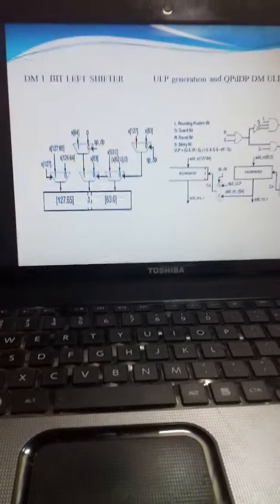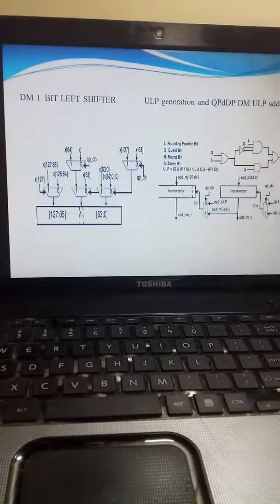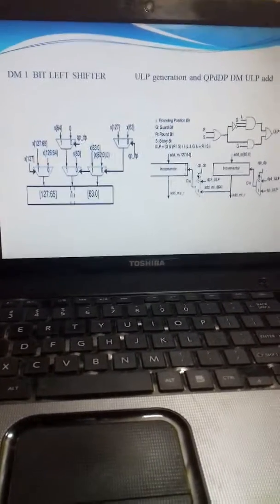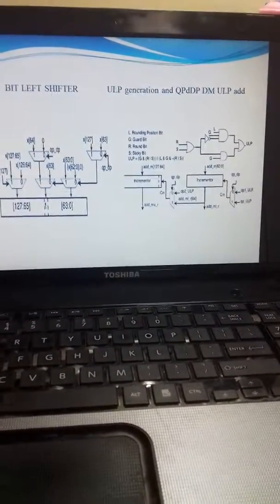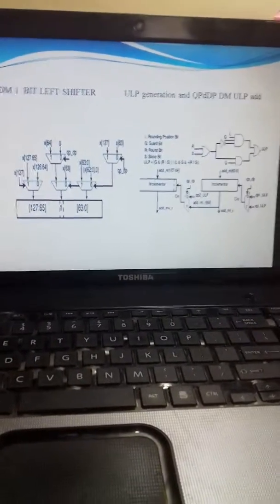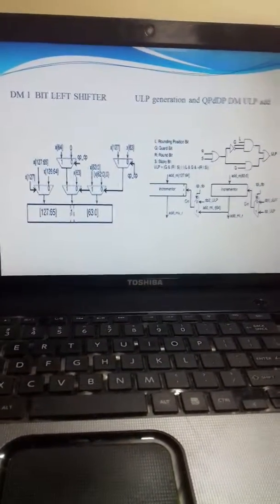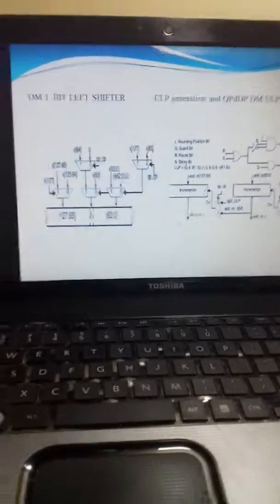And then we have the 1-bit left shifter. The output from the dynamic left shifter is given to this 1-bit left shifter. Basically this is normalization. It will do normalization if there is any case of overflow. And then last we have ULP addition, and this is the final step. It will combine together using guard bit, round bit and sticky bit, and all together it will give the output.